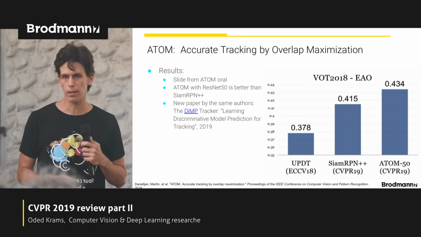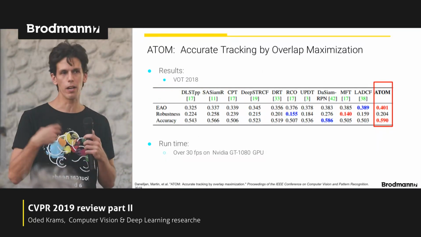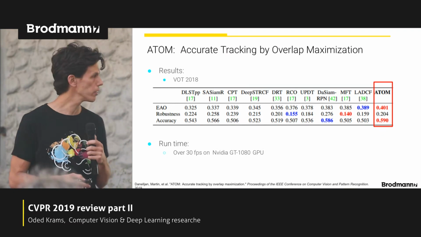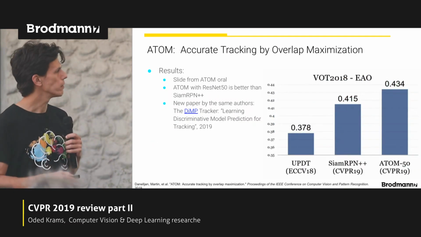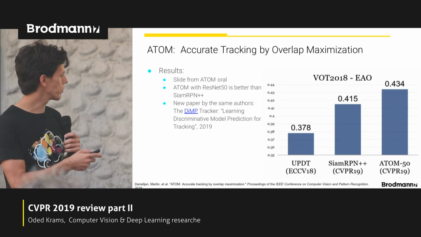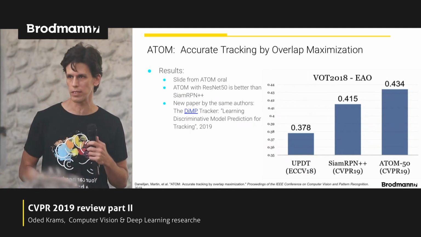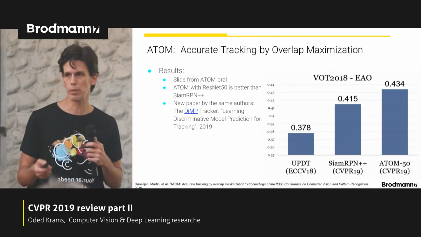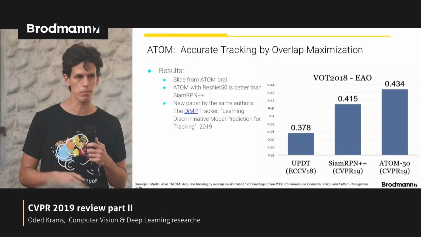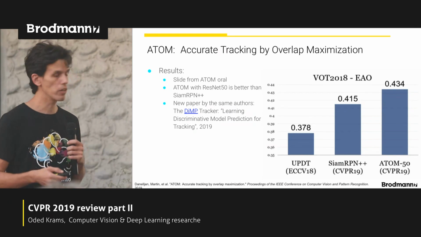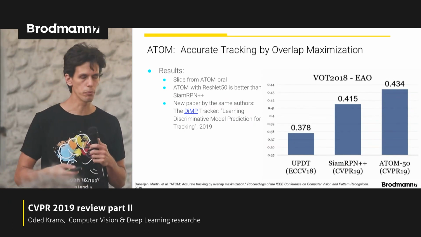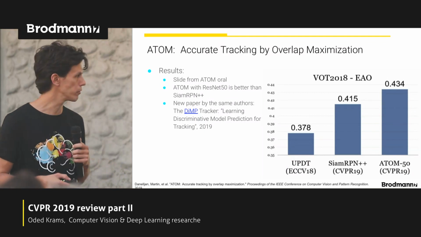Actually, in the CVPR, the results here are worse than the SiamRPN that I showed previously. But on CVPR, they show a slide where they use a backbone of ResNet 50, sorry, which has much better result than the SiamRPN++. And they also have a new paper, which is based on this one, which improved their tracker even more.